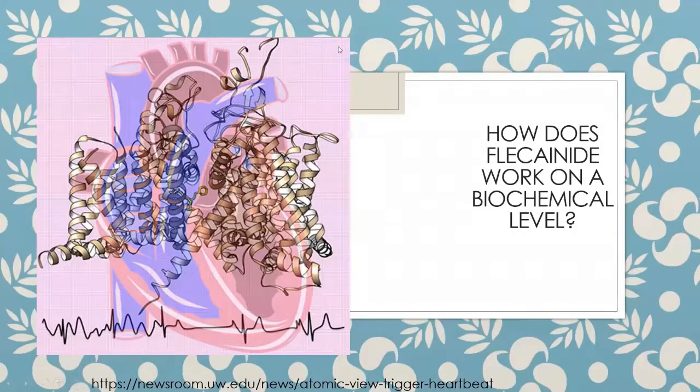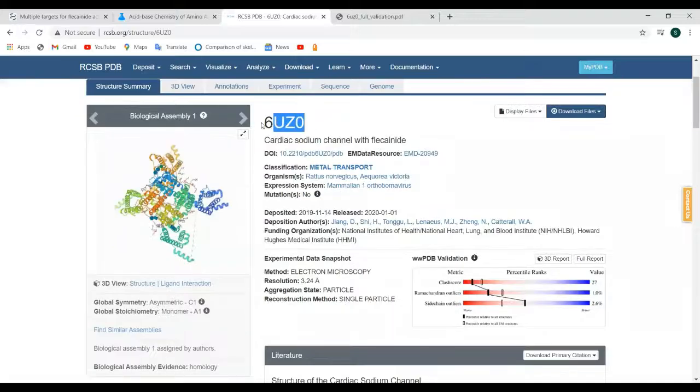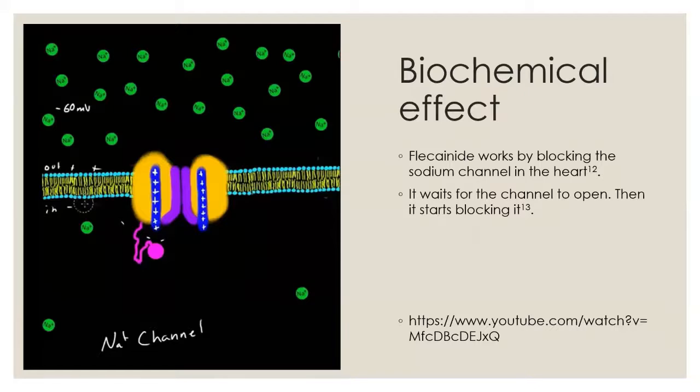Okay, now that we understand how flecainide affects the heart in general and how it regulates the electrical impulse, we need to understand how flecainide works on a biochemical level. Okay, here's the RCSB website. This is the protein code that I chose to study. And this is the origin of flecainide, which basically originated from these two organisms. So as we can see here, this is the sodium channel. And flecainide works by blocking that channel in the heart. Now, flecainide waits for the channel to open, then it attacks it and it blocks it.